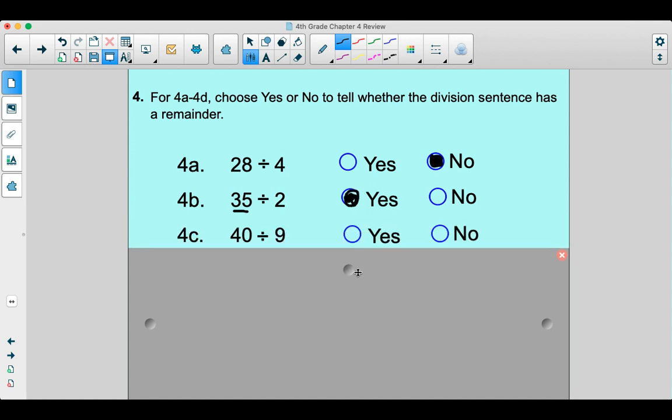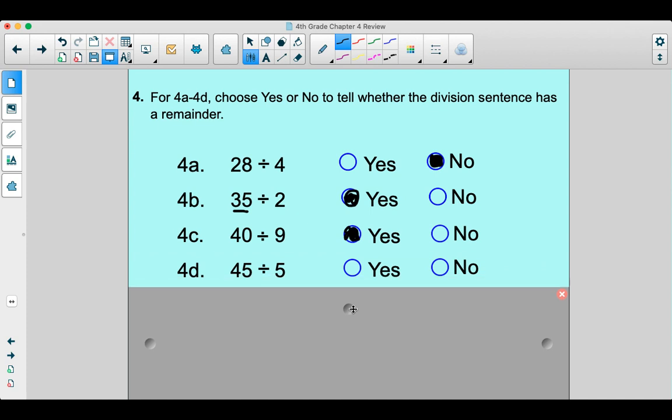All right, next. 40 divided by 9. Well, you probably know this one too. 40 divided by 10 is 4. And 40 divided by 9 will have a remainder. It won't go equally in. I also know 9 times 4 is 36. And 9 times 5 is 45. So those are kind of guides that I'm using.